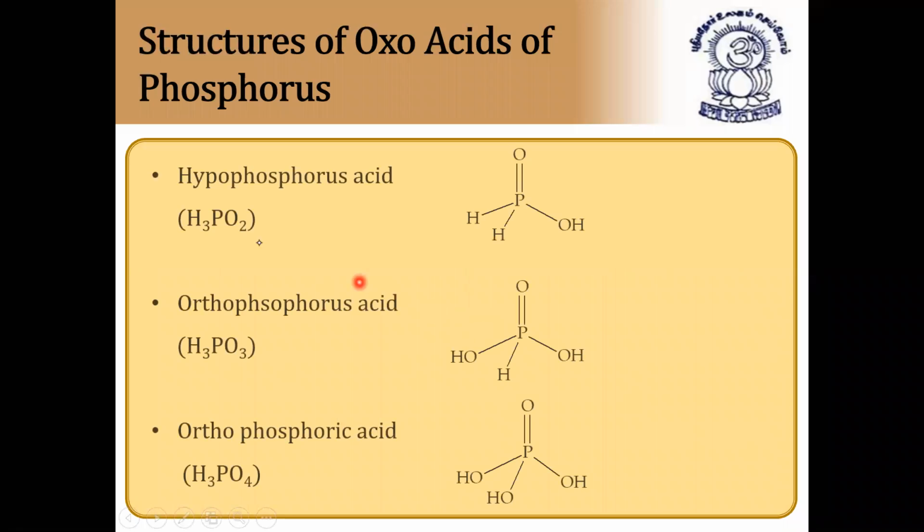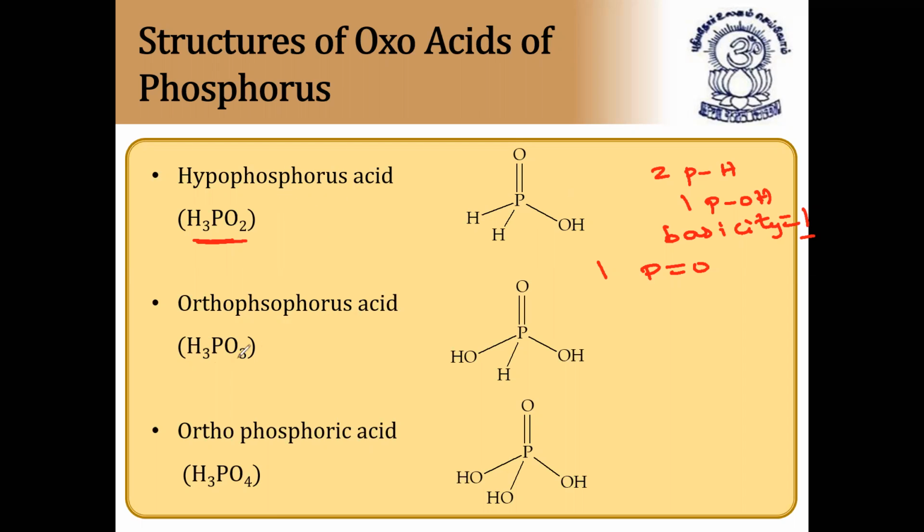Next, structure of oxo acids. Hypophosphorous acid. It contains two P-H bonds, one P-OH bond, and one P=O bond. So hypophosphorous acid contains two P-H bonds. It is a reducing agent. One P-OH bond, hence basicity is equal to 1. Since it has one P-OH bond, its basicity is only 1. And it contains one P=O bond. So this is the structure of hypophosphorous acid. Basicity is 1, even though it contains three hydrogen atoms, because it contains only one P-OH bond. They'll ask the basicity of hypophosphorous acid.